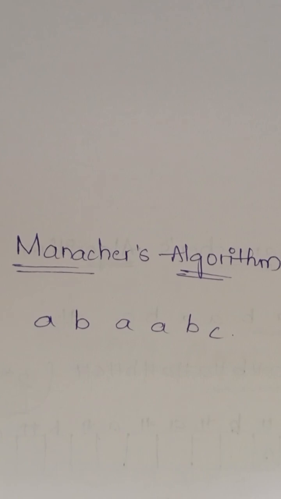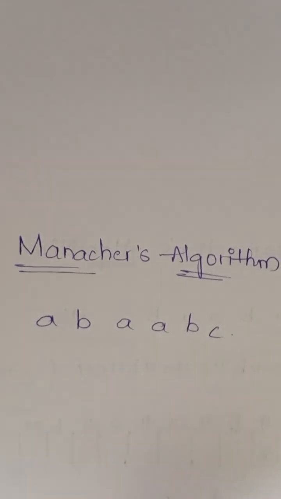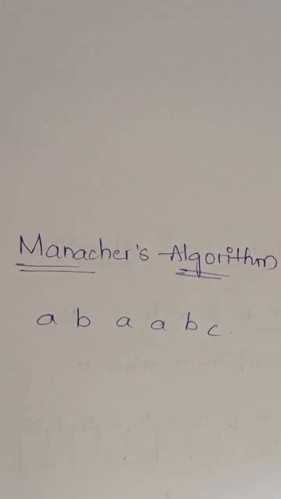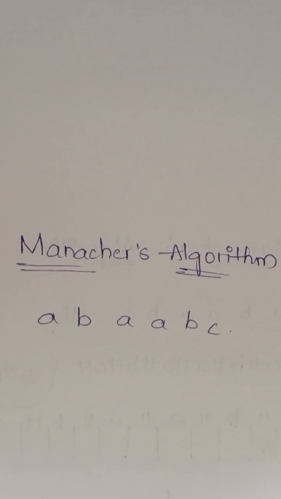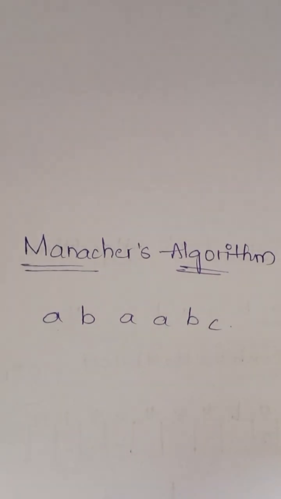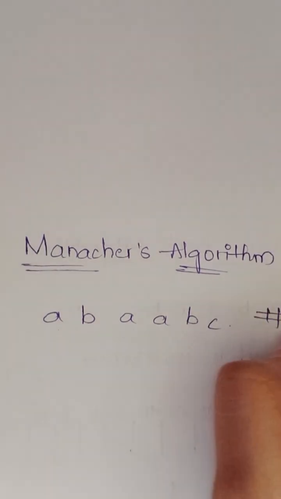Let me explain Manacher's algorithm with an example. Let the string given be A, B, A, B, C. The first step of Manacher's algorithm is to create a new string by inserting a special character between each pair of the characters in the original string. Let that special character be hash.